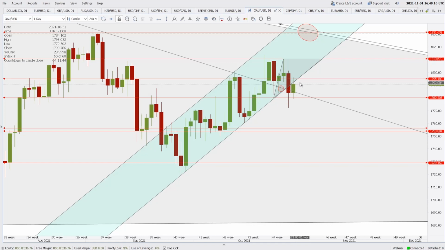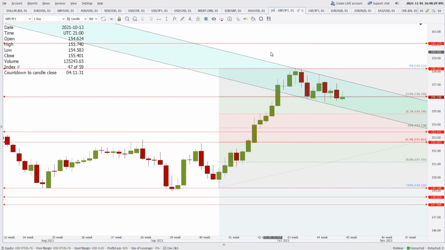1780 is the support, 1795 is the resistance. The price closing higher than 1795 will expose 1810, and closing lower than 1780 will expose 1756 levels in this market.